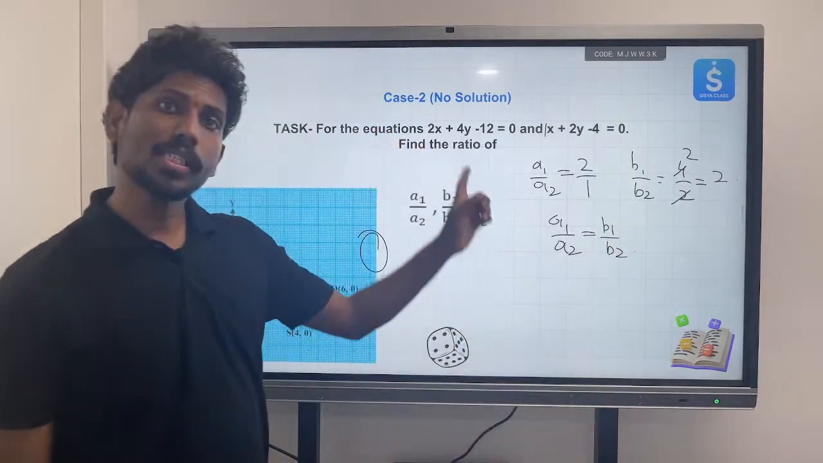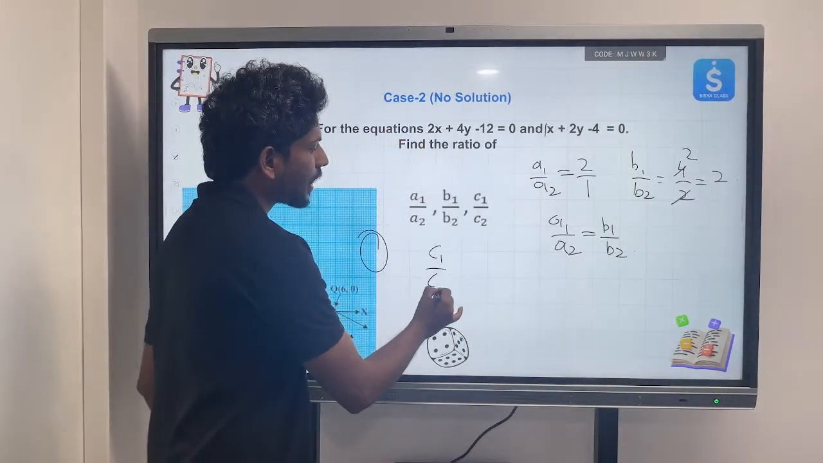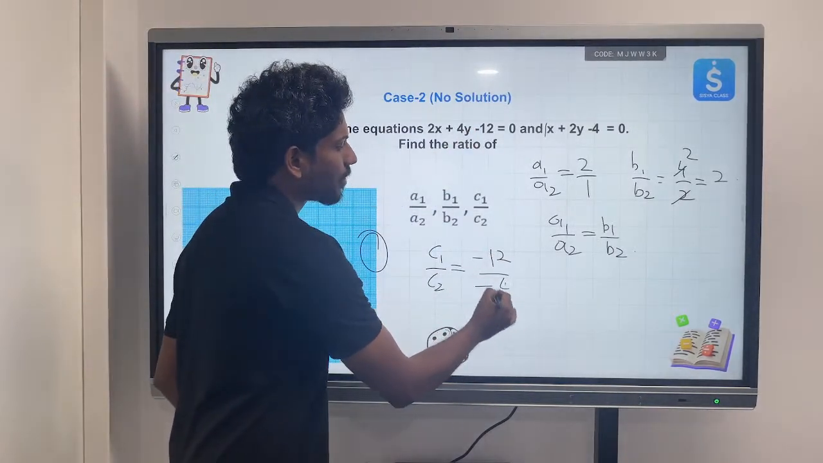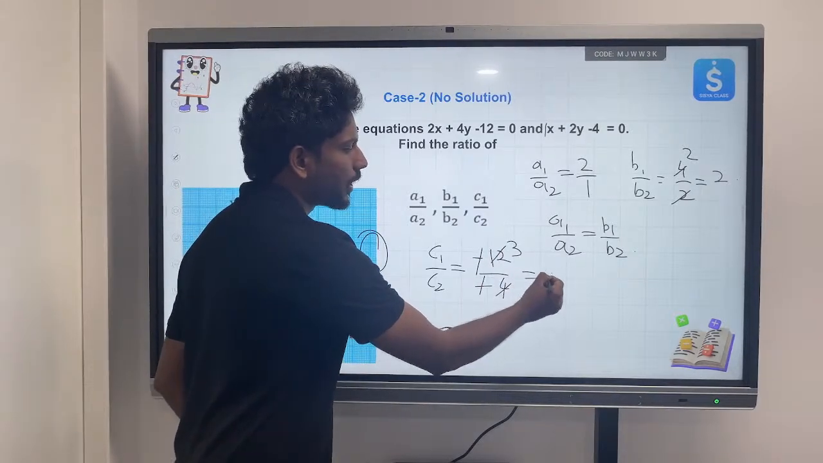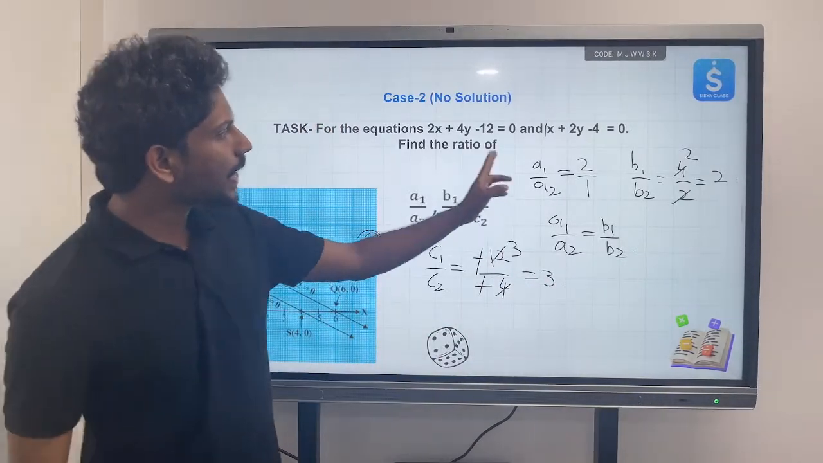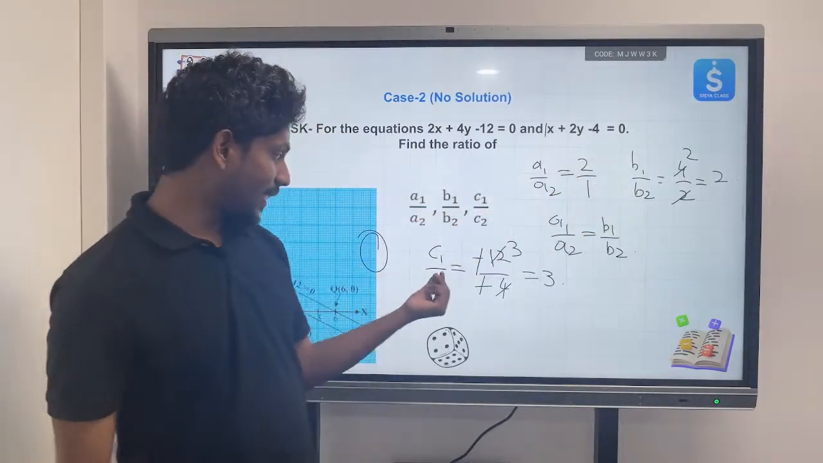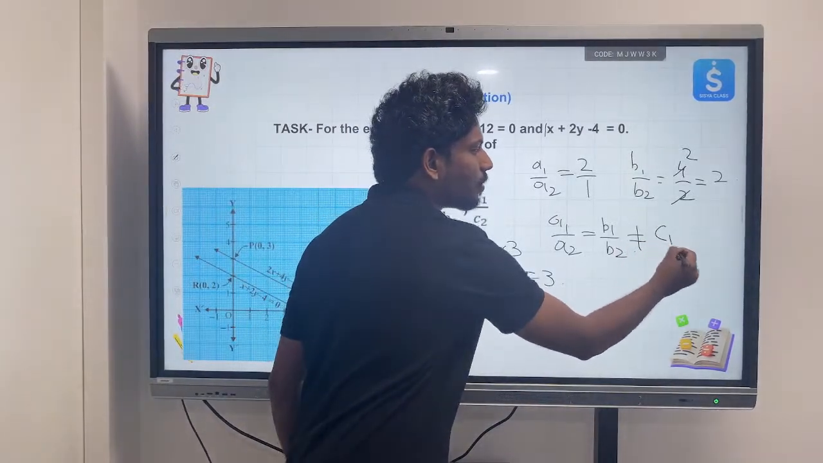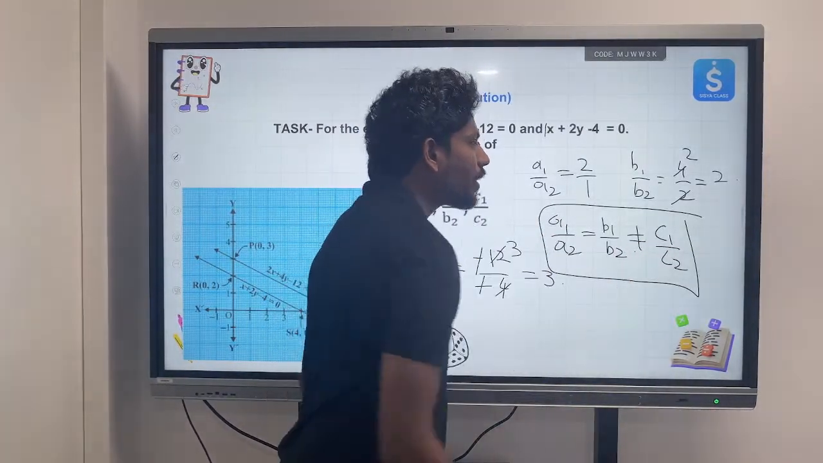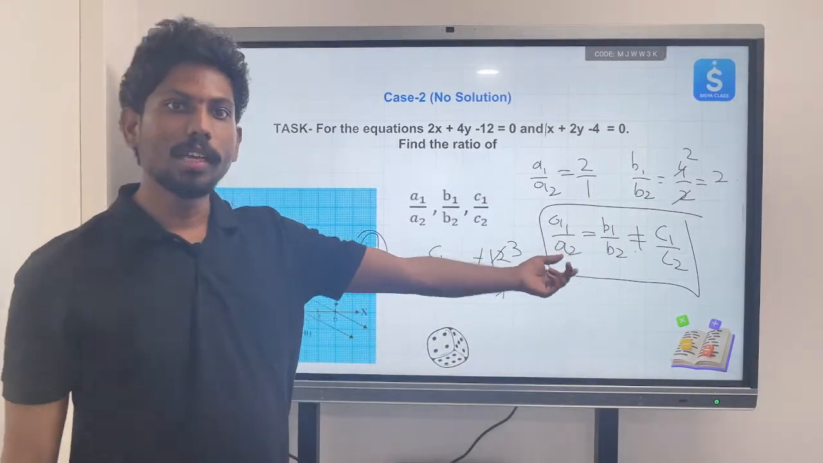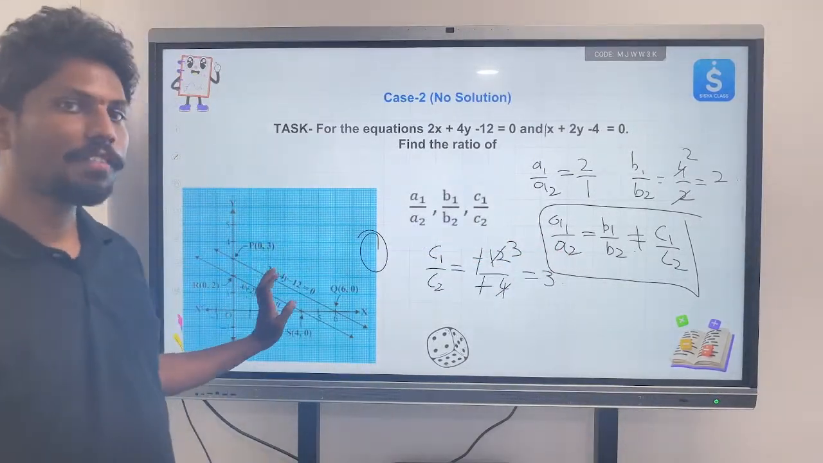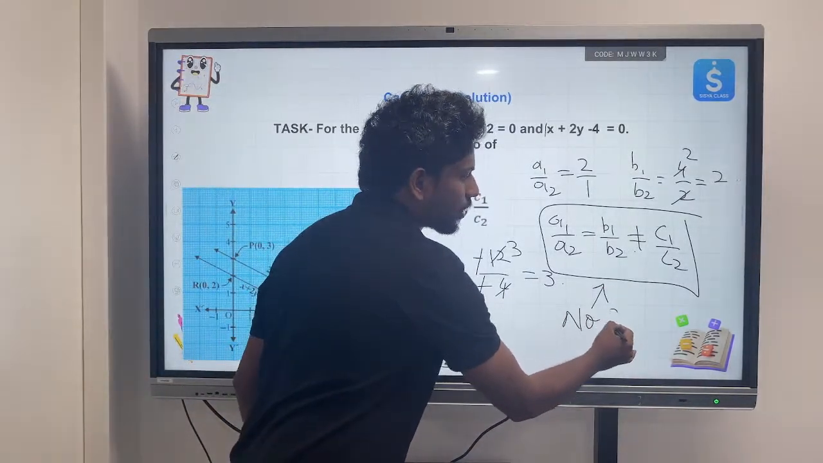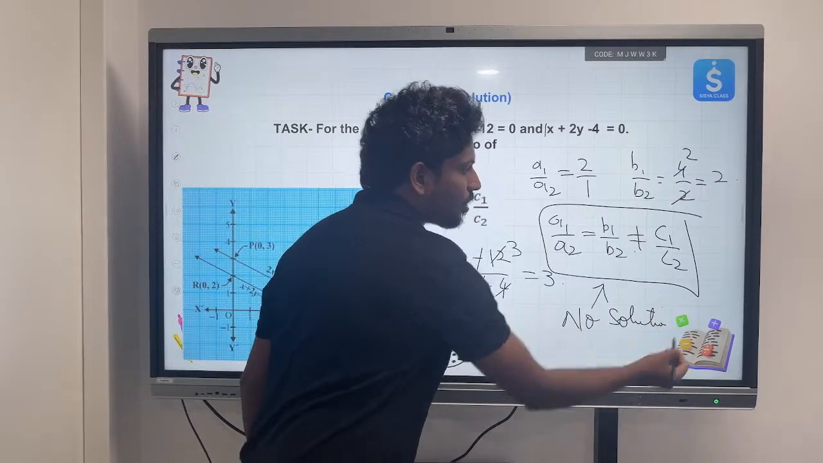Now is it equal to c1 by c2? Please see here. What is c1 by c2? c1 is minus 12 and c2 is minus 4. So what is c1 by c2 here? It is 3, right? Now can I say that a1 by a2 and b1 by b2 are same, but is it equal to c1 by c2? Is 2 equal to 3? No. So I can say this is not equal to c1 by c2. Now, whenever this sort of a criteria comes into the picture, we can directly conclude without even further drawing the graph that they have no solution. So this case represents no solution, right?